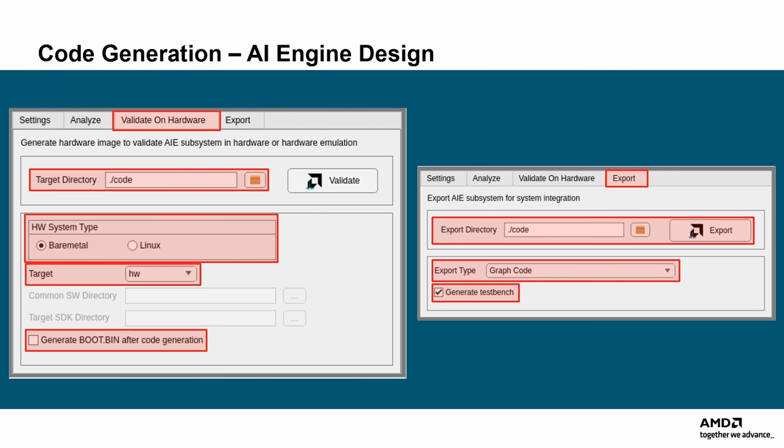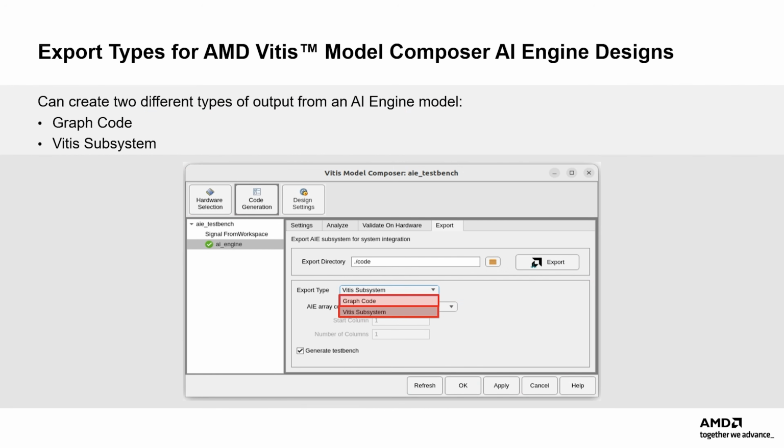The Export tab includes the following options. Export directory specifies the directory where the export products will be created. The export type specifies the types of export products. And when the Generate Testbench option is enabled, Vitis Model Composer generates test vectors while generating the code. Here is the list of the supported compilation export types for AI engine designs in Vitis Model Composer. Graph code. When selected, the tool exports the AI engine subsystem as AI engine graph code. Vitis subsystem. When selected, the tool exports the AI engine subsystem as a compiled Vitis subsystem.